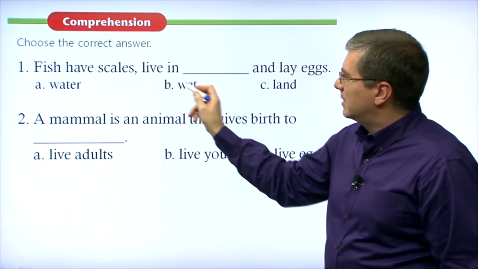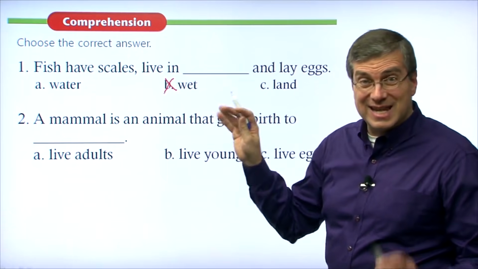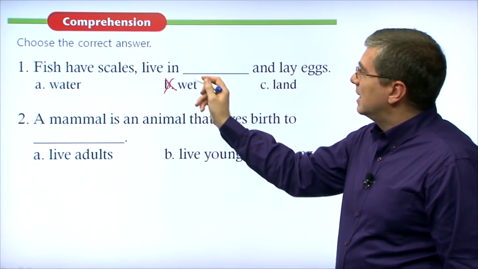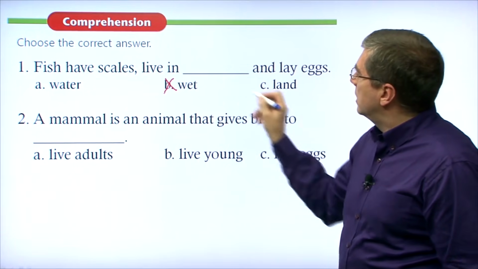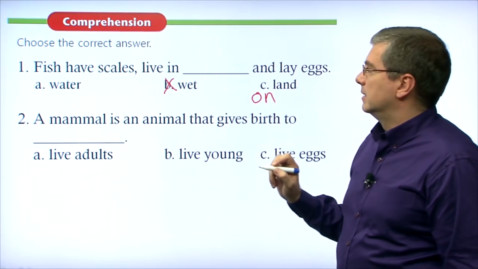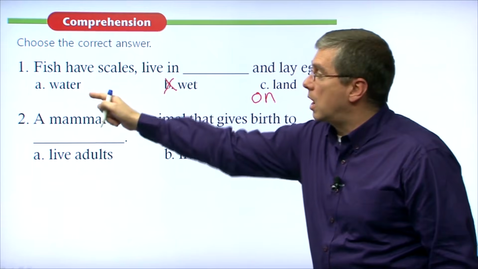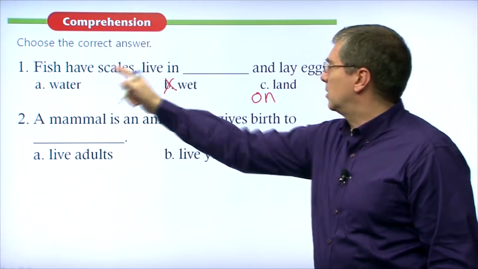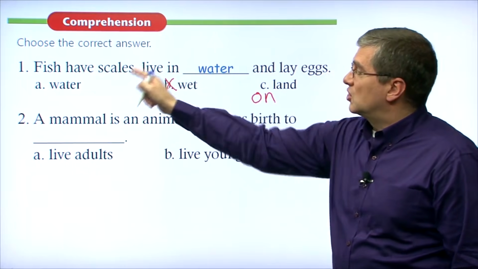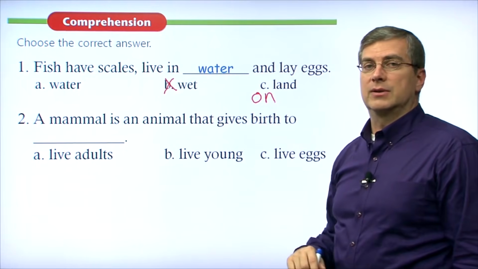Well, right away we can see wet isn't correct because wet is an adjective. You live in a place, a noun. You don't live in a wet. That's really strange. Also, we can see the preposition is wrong. You live on land. You don't live inland, you live on land. You live in water. And fish live in water. They don't live on land. So water would be the correct answer. Fish have scales, live in water, and lay eggs. That's the correct answer there.